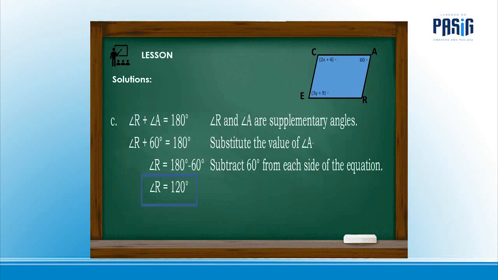Solutions for letter C to find angle R. Angle R plus angle A is equal to 180 degrees, since angle R and angle A are supplementary angles. Then, substitute the value of angle A. So, angle R plus 60 degrees is equal to 180 degrees. Then, angle R is equal to 180 degrees minus 60 degrees by subtracting 60 degrees from each side of the equation. Therefore, angle R is equal to 120 degrees.